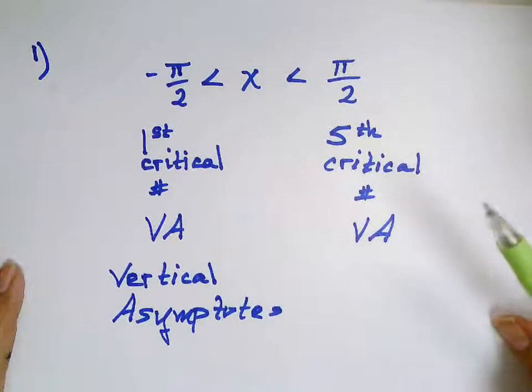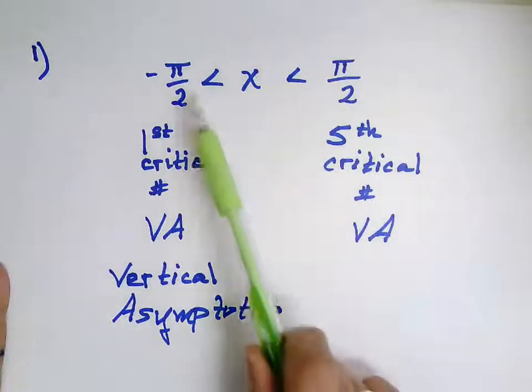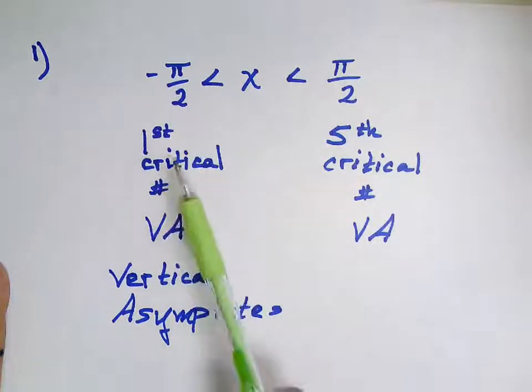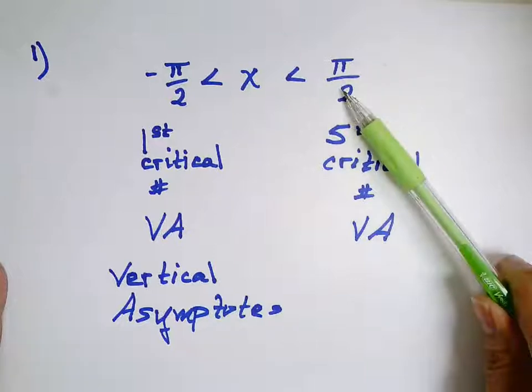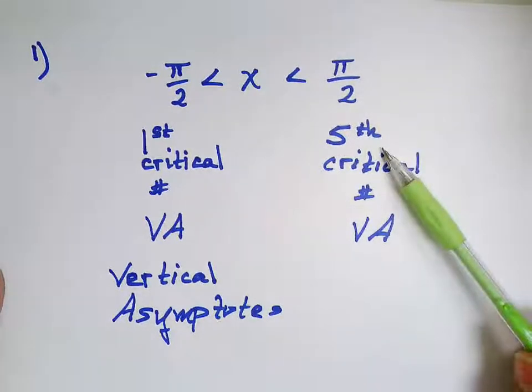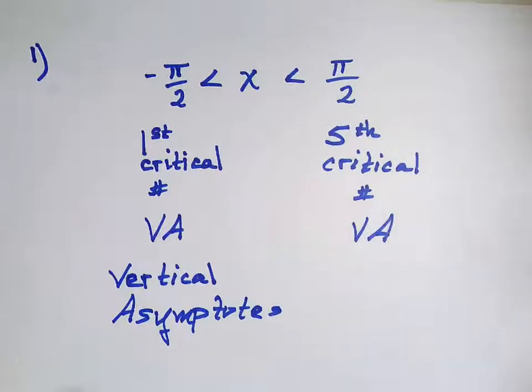And see, this is our inequality. This is our step number 1. And this endpoint right here is the first critical number, and it's also a vertical asymptote. This endpoint right here is the fifth critical number, and it's also a vertical asymptote.